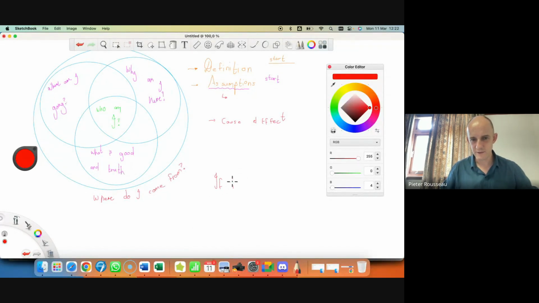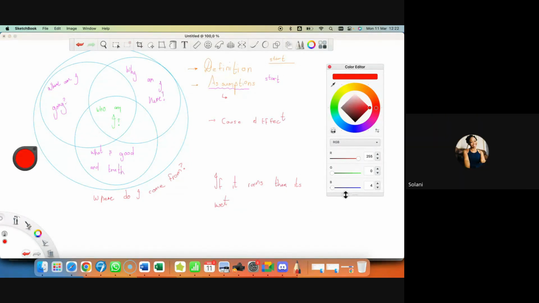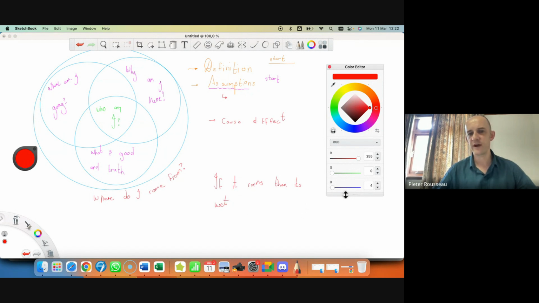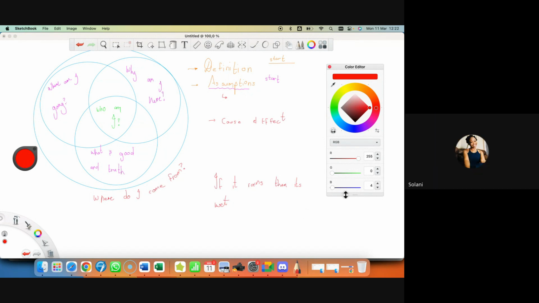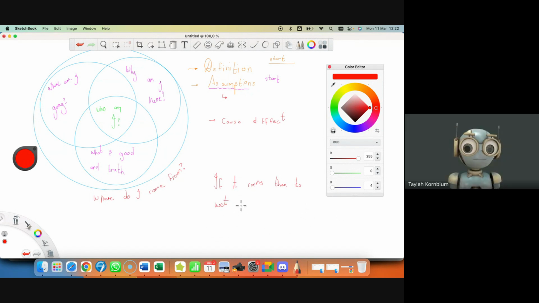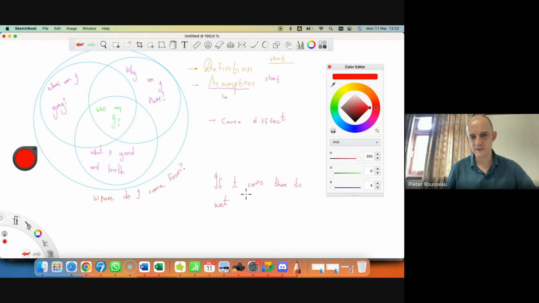If it rains, then it's wet. Okay, would you guys agree with me that that is a valid statement? If it rains, then it's wet. Yes. Very good. This is called a conditional statement. Okay, you can see what is the cause.